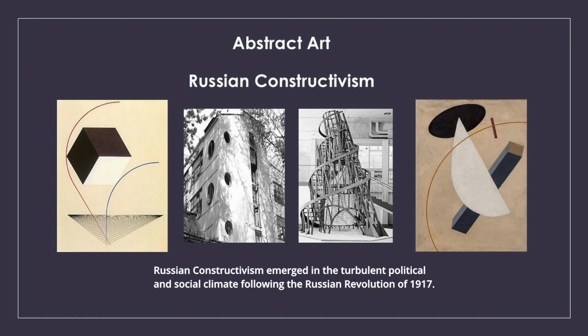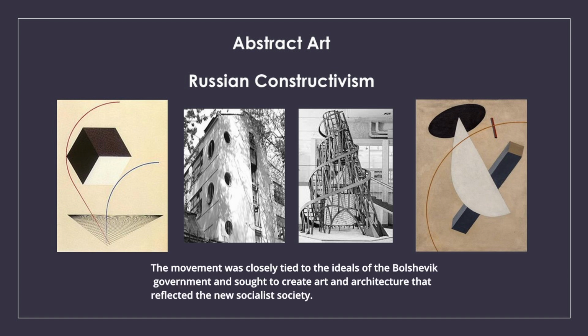Russian constructivism emerged in the turbulent political and social climate following the Russian Revolution of 1917. The movement was closely tied to the ideals of the Bolshevik government and sought to create art and architecture that reflected the new socialist society.